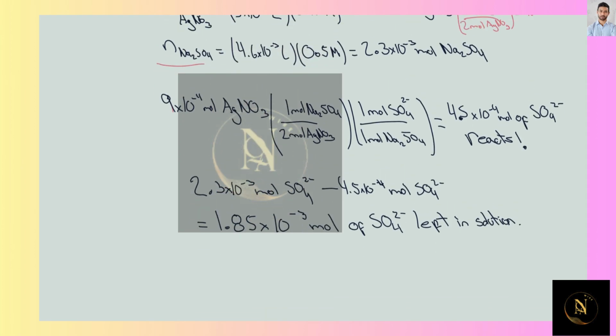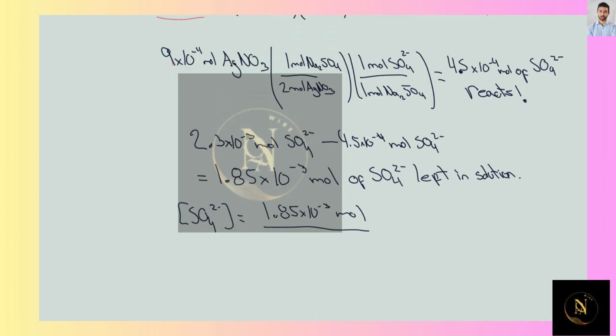Now we simply need to divide this by the total volume. So the concentration of sulfate will be 1.85 times 10 to the minus 3 mole divided by, I added a total of 9.6 milliliters of solution. So 9.6 times 10 to the minus 3 liters, giving us a 0.193 molar solution of sulfate.